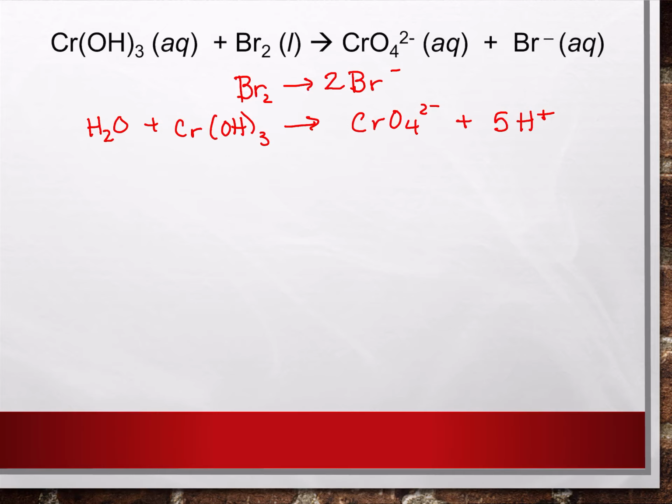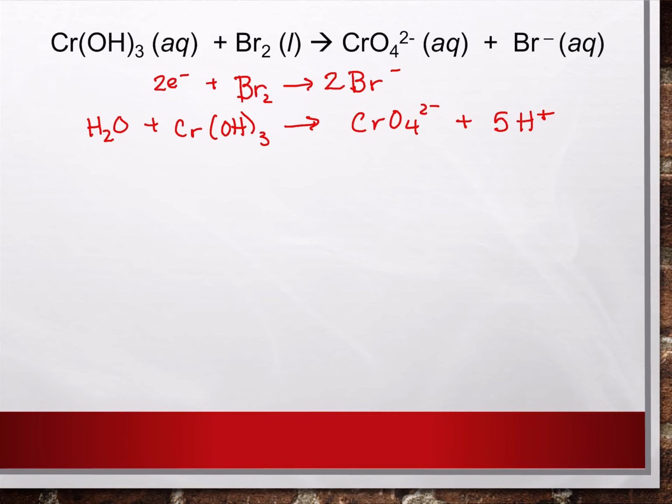Our next step is to balance the charges using electrons. In the first reaction, we have an overall neutral charge on the left and a 2 minus charge on the right. And we're always going to add electrons to the more positive or less negative side. So we will add 2 electrons here so that both sides have an overall 2 minus charge.